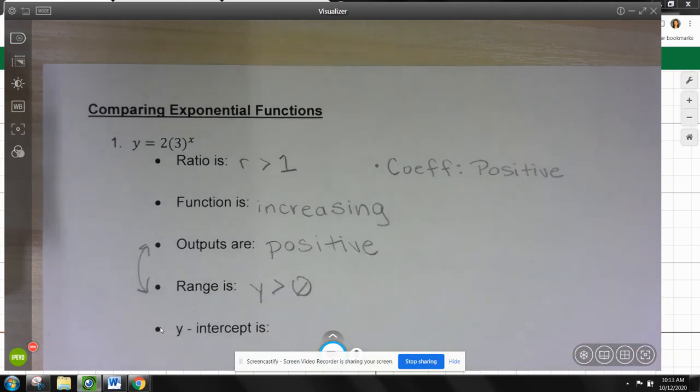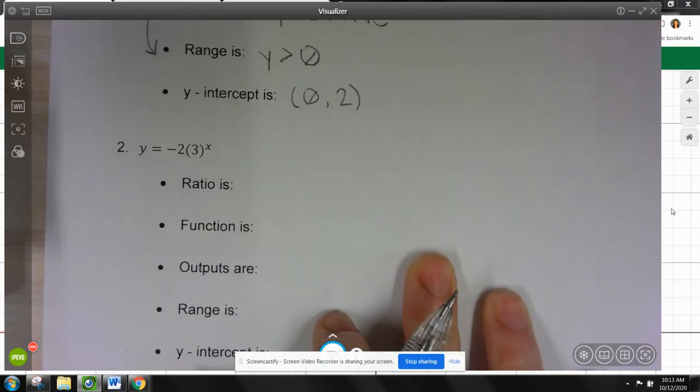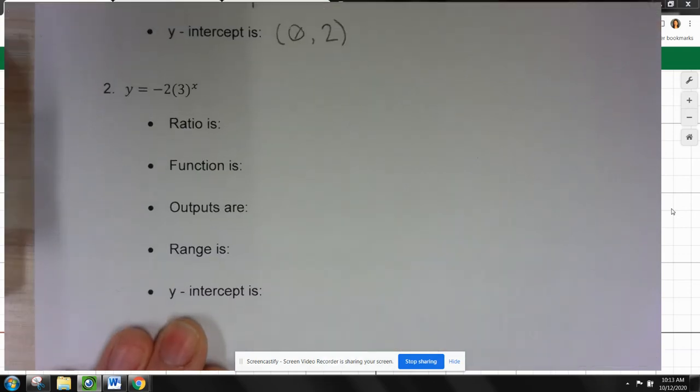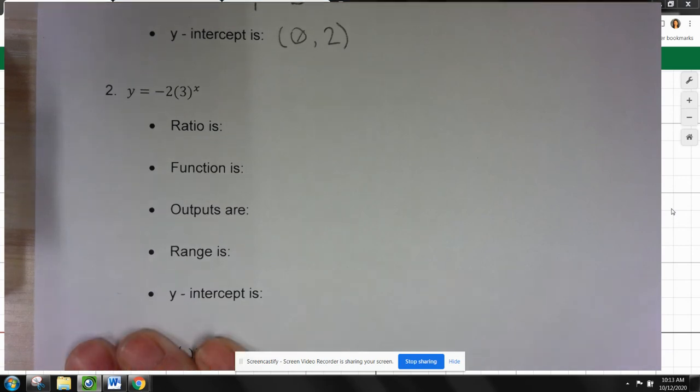And then my y-intercept, remember if I make x 0, this thing right here will become 1. So my y-intercept is (0, 2). So there's our first one. Now our second one is going to have a coefficient that is now -2.